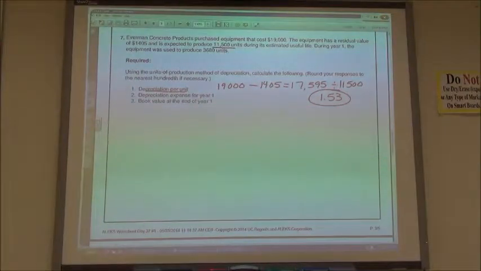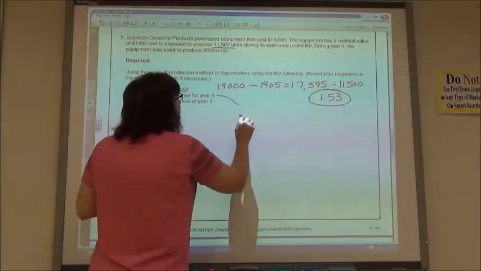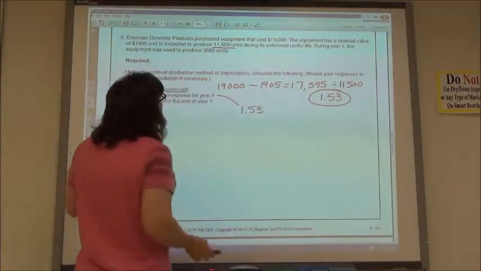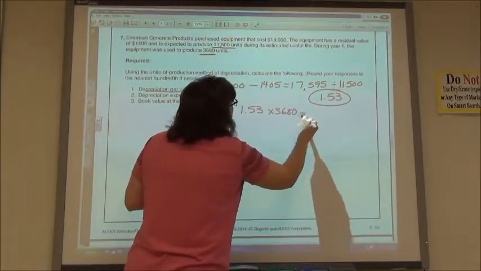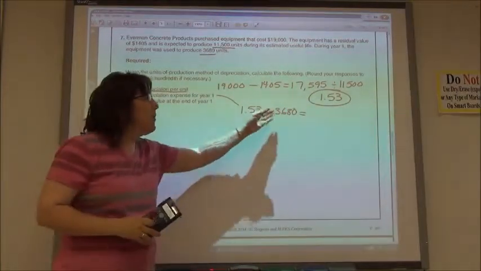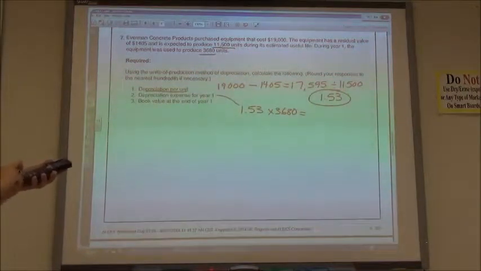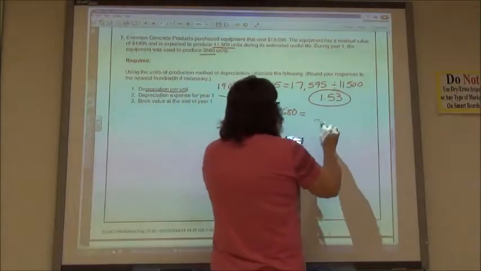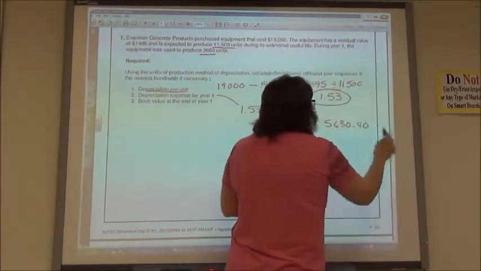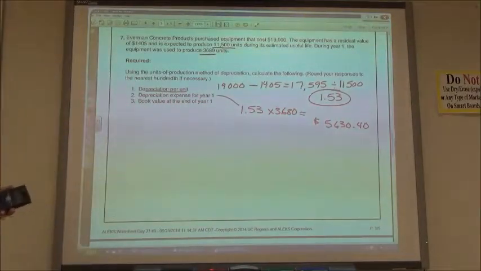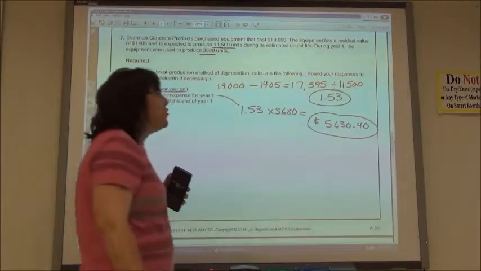The depreciation expense for year 1. So it's depreciating by $1.53 per unit. In year 1, we're producing 3,680 units. So to find the depreciation, we're going to multiply that out. So 1.53 times 3,680 means the depreciation is $5,630.40, right? I got 0.4, but since I'm using money, I better put the 0 behind it. That's the depreciation for year 1.